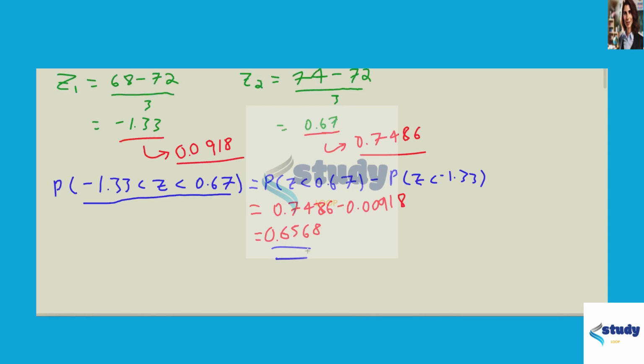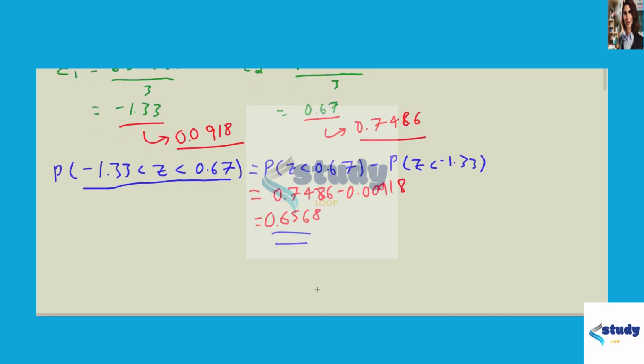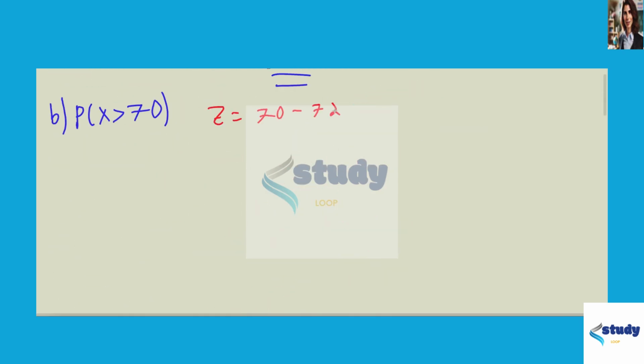Now part B is asking us to find the probability the heart rate is greater than 70 beats per minute. So part B, probability is greater than 70 beats per minute. And so to do this, again, we're just going to have to find the z-score value first. So z is equal to 70 minus 72 over 3, which is equal to negative 2 over 3, which is equal to negative 0.67.